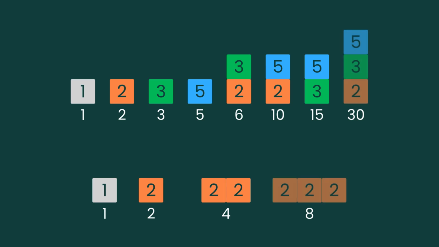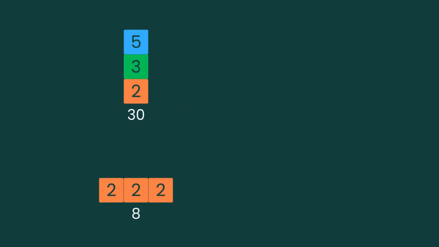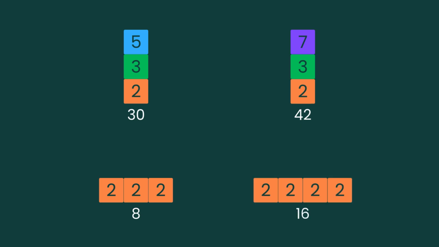Yes! It's because the more different prime cards a number has, the more ways it can be detached into factors. Numbers like 30 or 42, built from many different prime cards, have lots of factors. But numbers like 8 or 16, built with identical cards, have fewer factors.